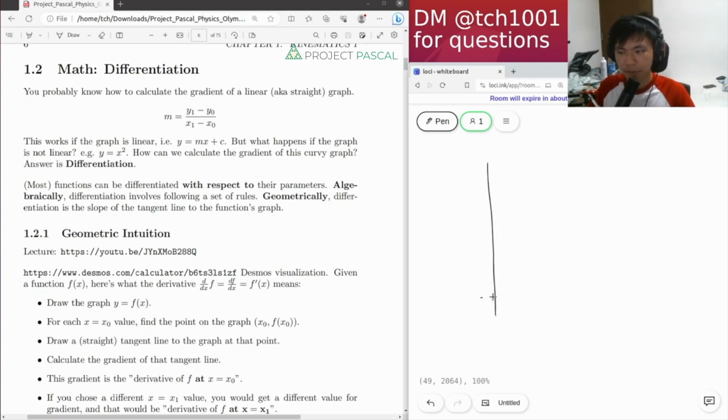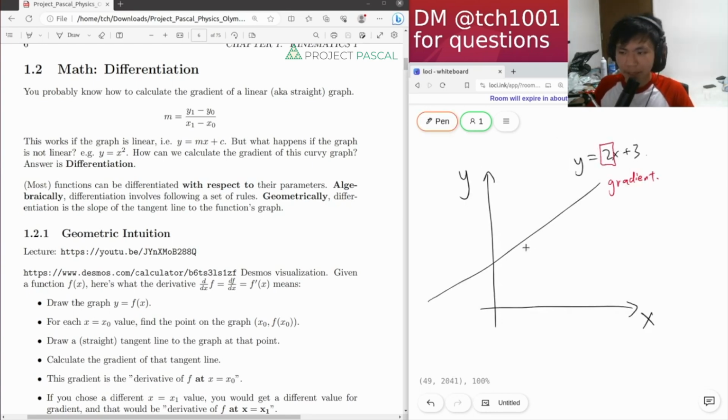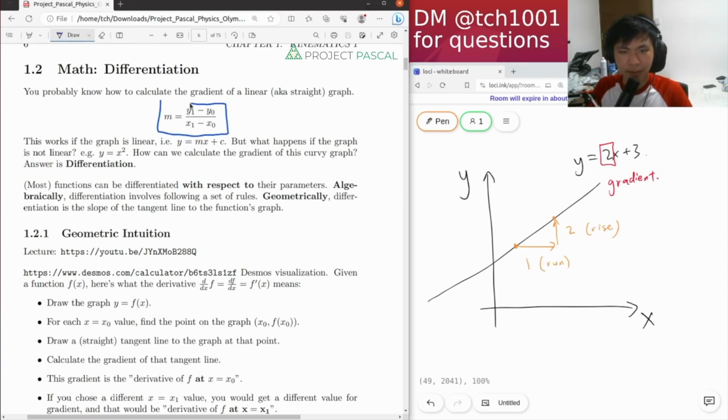If I draw a graph over here and I say that the graph is described by y equals 2x plus 3, you would calculate that the gradient of the graph is 2, and what that means is that if I start on a point over here and move 1 unit to the right, then you move up by 2 units. In other words, this is the rise over run. So given a linear graph, you can calculate the gradient by picking any 2 points and using this formula. Now this works for graphs which are straight lines.